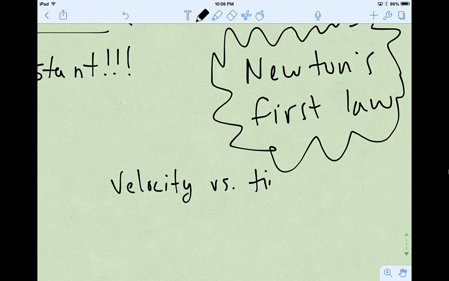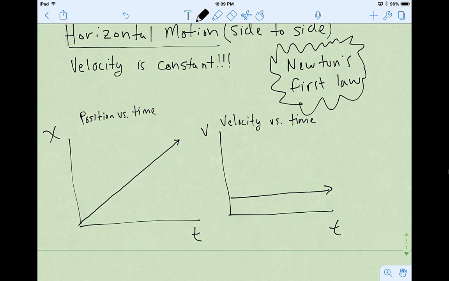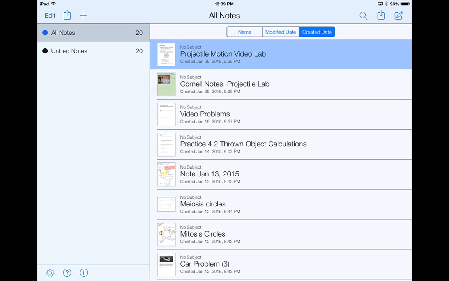Velocity versus time. All right. v versus t, it's going to be constant. All right? So velocity versus time, velocity is not going up or down. It's staying the same, so it's staying flat. All right, cool. So let's go back to our lab now.